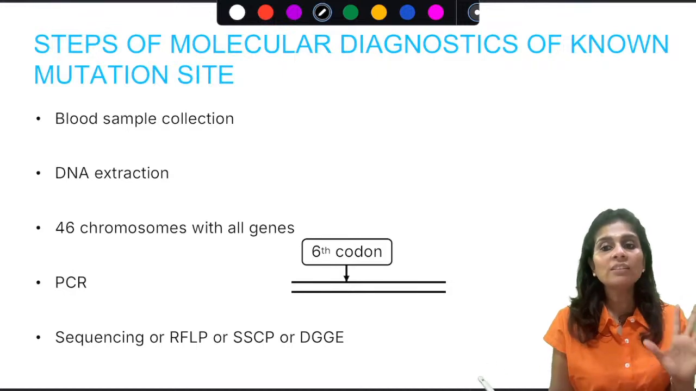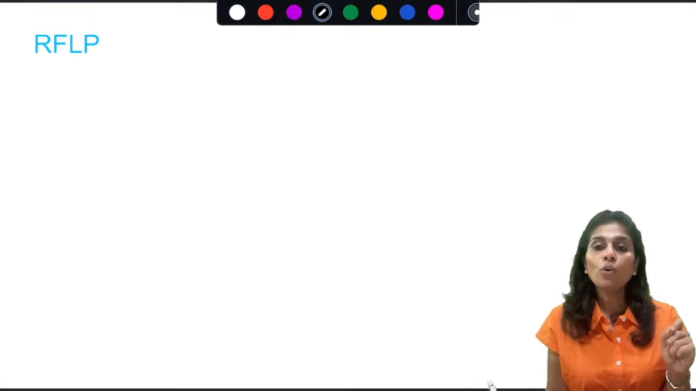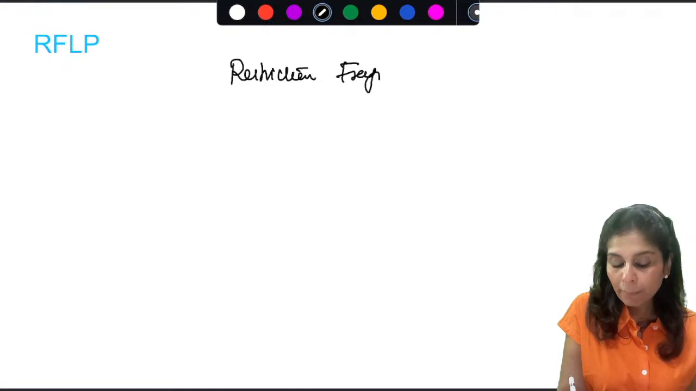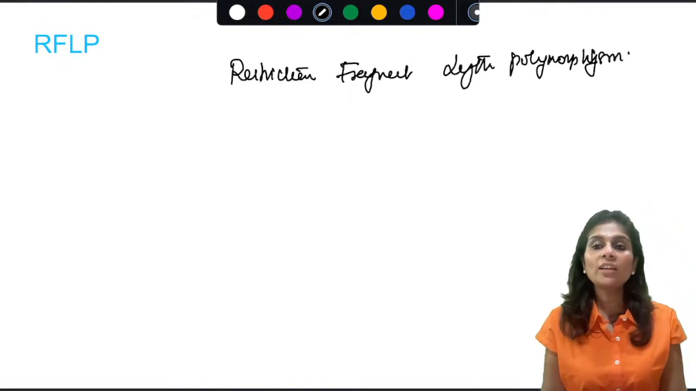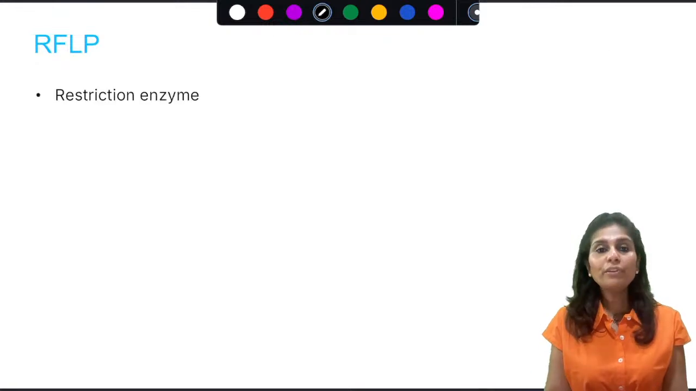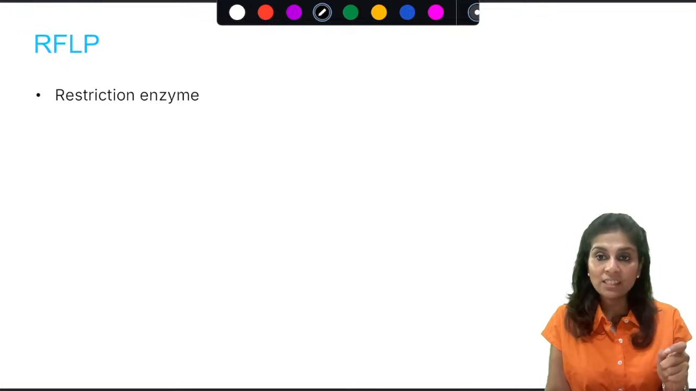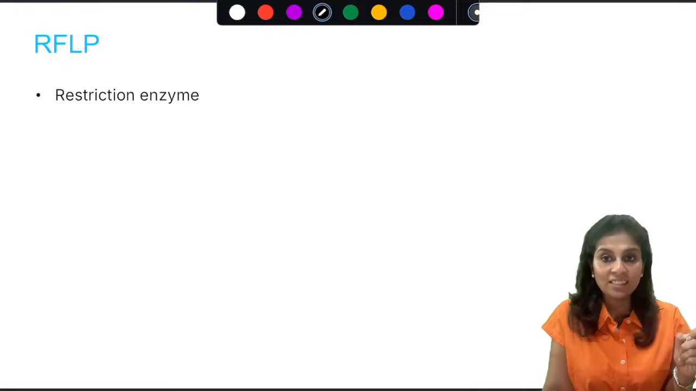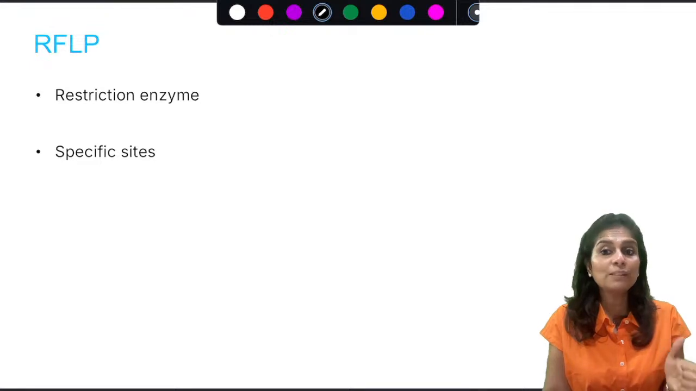Let me start with what is RFLP. Okay, we are going to learn about all these techniques now. So RFLP, as you all know, is restriction fragment length polymorphism. And this technique uses an enzyme, and that enzyme is called a restriction enzyme. So for RFLP, we always use a restriction enzyme. What are restriction enzymes? All restriction enzymes are endonucleases which cut at specific sites. Do you understand this?